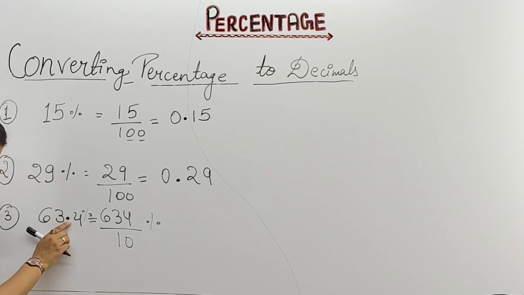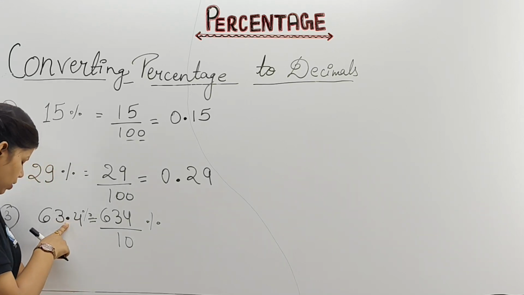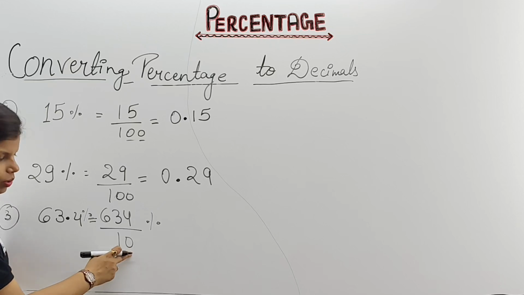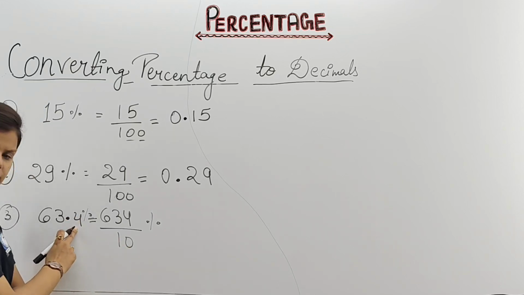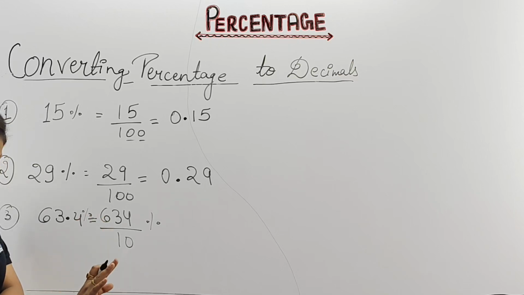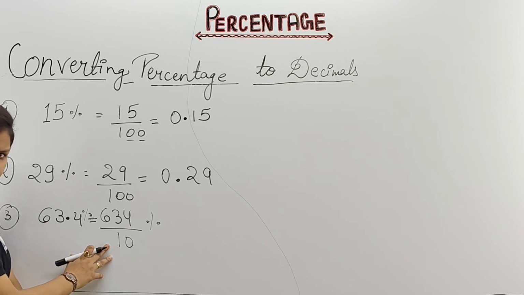Can you guess why I have written 10 here? Again I am telling you, children, see, this is your decimal part and just after the decimal we are having only how many digits? 1 digit. And that many zeros I have put. I have only 1 digit after the decimal, so I put only 1 zero here. Clear? Understood? Now next. This concept is over now.